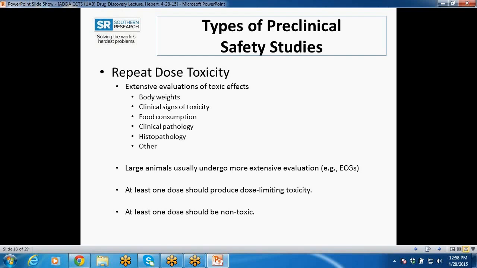Now, it may be that you've tested the drug at the highest feasible dose. There may be limits on solubility of the drug, limits on the volume that you can administer to the animals. And if you can demonstrate to the agency that you have gone as high as you can go and you still haven't seen toxicity, then they may let you proceed into the clinic, but I can guarantee you they'll let you do so at low doses.